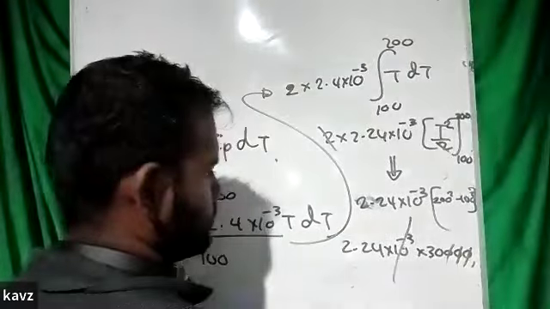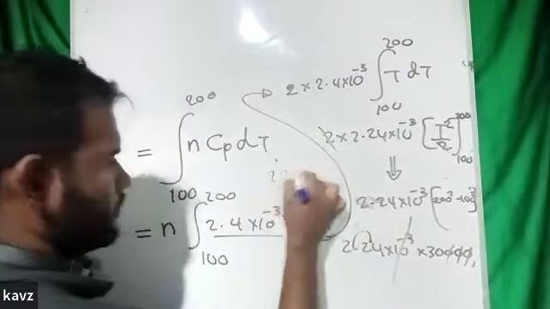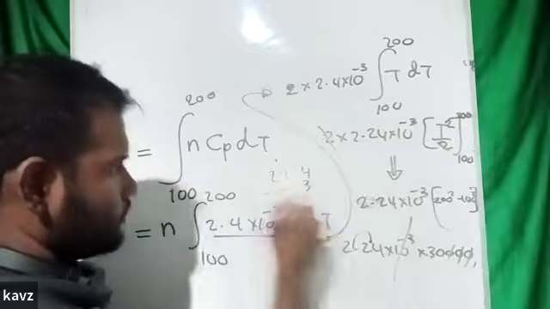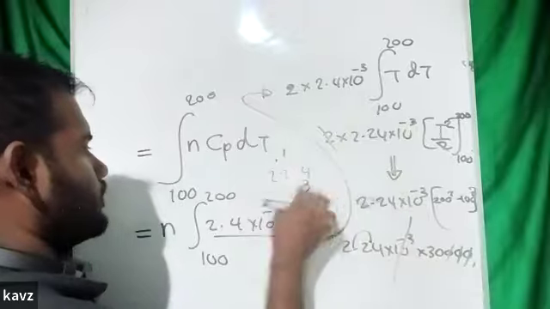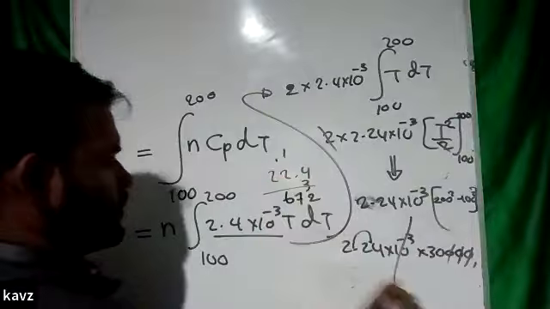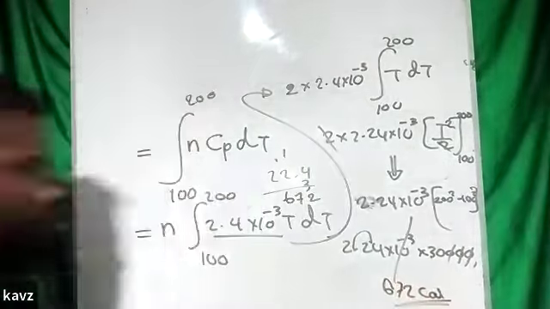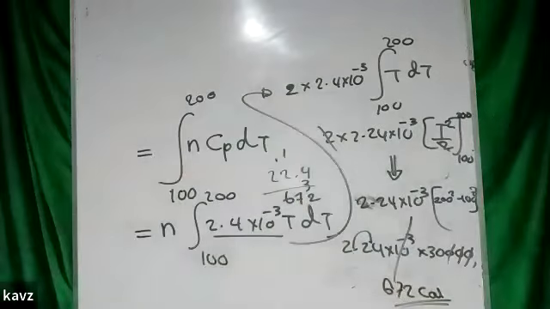No. 22.4 times 3. 670, like that. I don't know. This is the method. You can try.